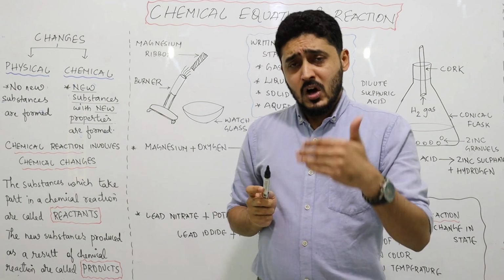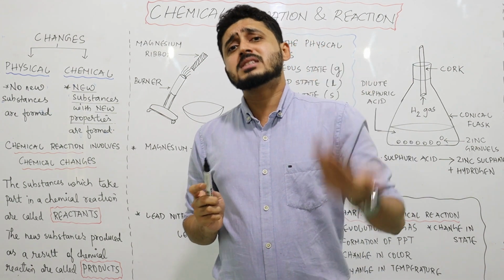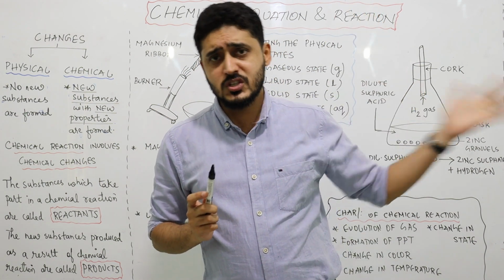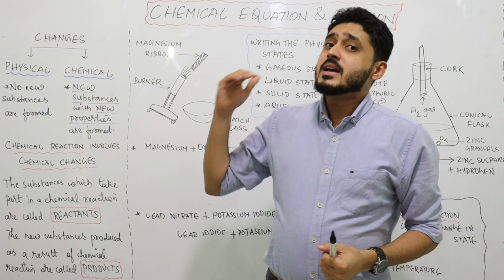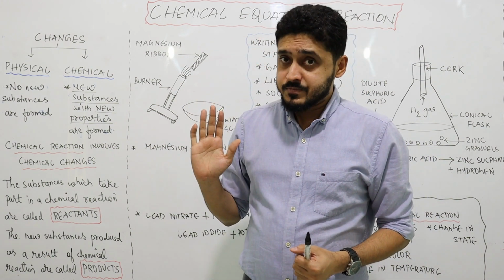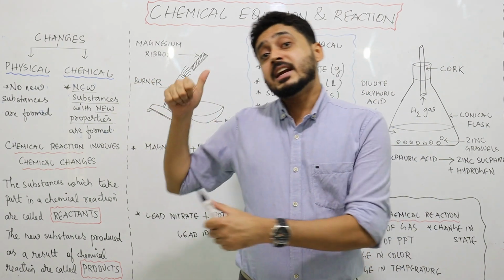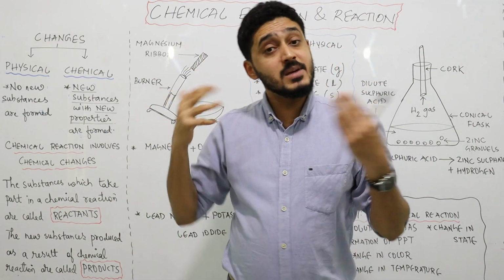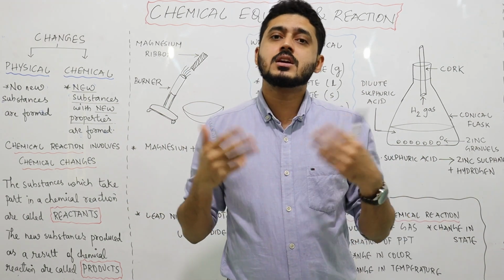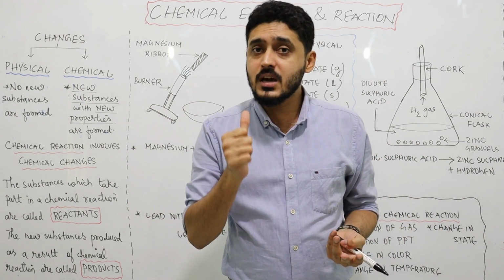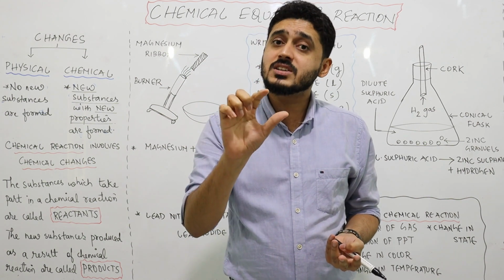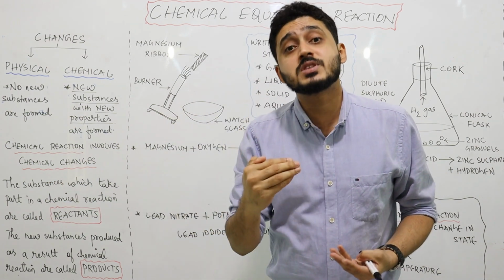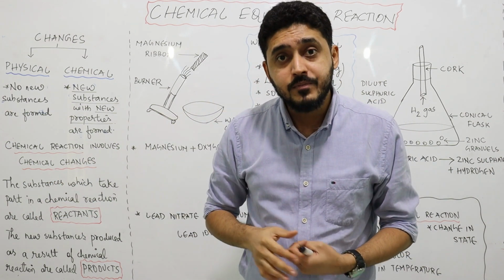Now, all these things we'll learn in our next sessions when we discuss corrosion and rancidity, the last topic of this chapter. Rusting of iron is a chemical change. Now, what does it have to do with our chemical reaction? Chemical reactions are nothing but chemical changes. So, what are chemical reactions? Chemical reactions are processes in which new substances with new properties are formed.